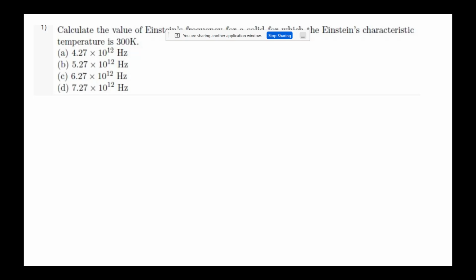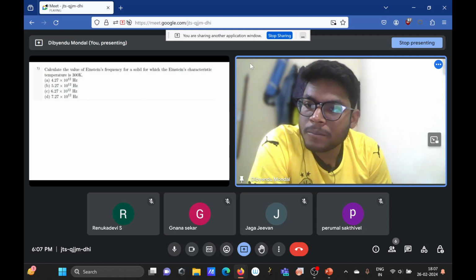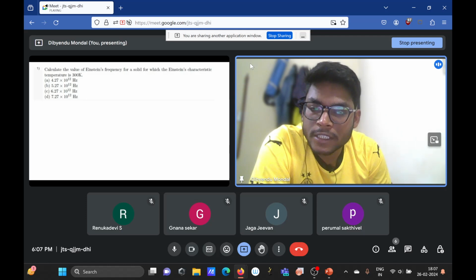So the first question says, calculate the value of Einstein's frequency for a solid for which the Einstein's characteristic temperature is 300 Kelvin.